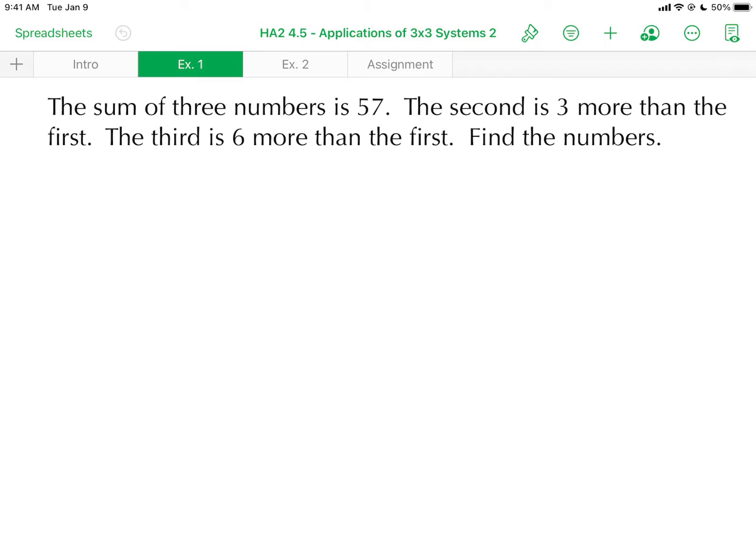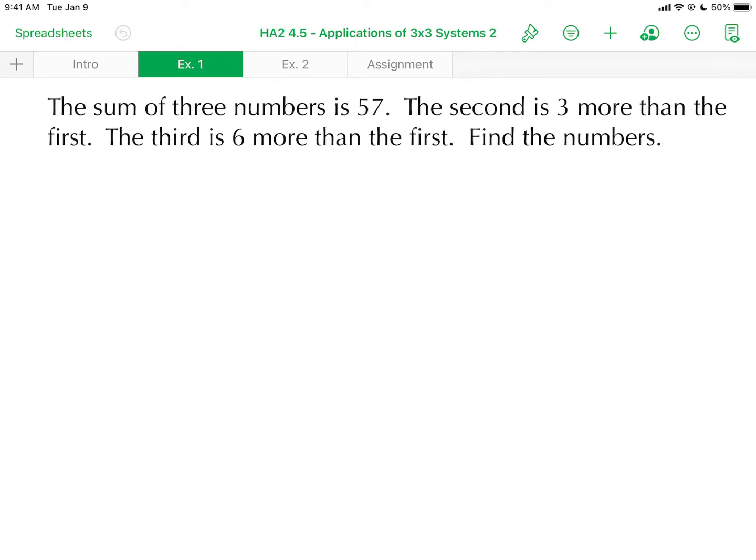Find the numbers. So you could be like a lot of students and just try to figure this out with a bunch of guess and check until they get it to work. That would be a little nuts, in my opinion. So we want to be able to figure this out algebraically. Just like any other word problem, you're going to start by defining variables. There are 3 numbers here, right?